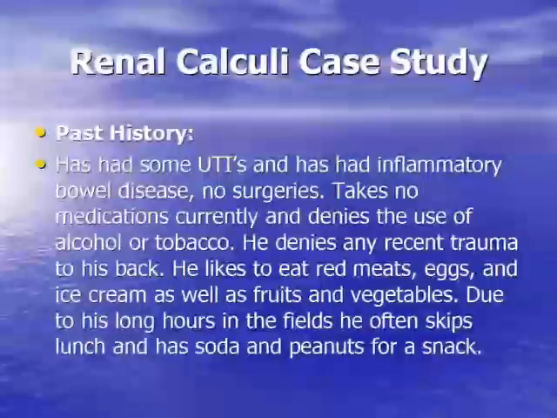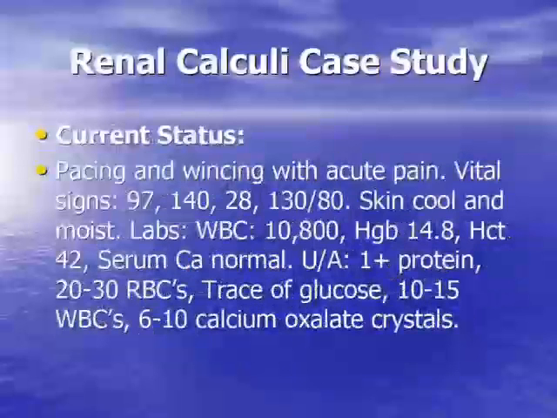Diet includes lots of red meat, eggs, ice cream, some fruits and vegetables, but the patient does skip lunch a lot due to his particular vocation as a farmer, and has soda and peanuts for a snack on a typical day-to-day basis. So when he comes into the emergency room, he's pacing, he's wincing with acute pain. Vital signs are listed there.